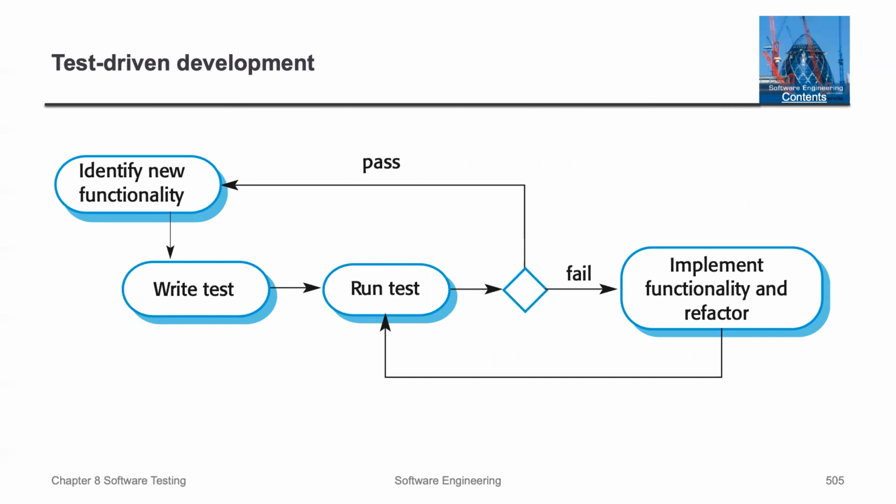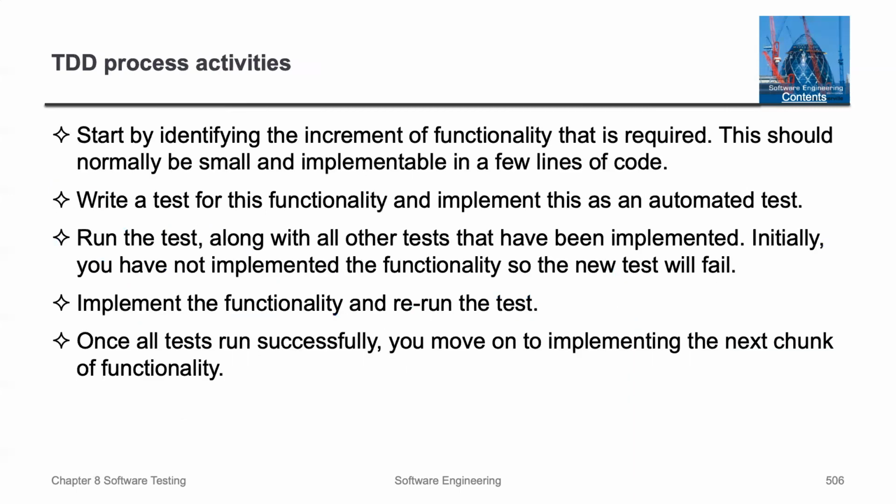So for test-driven development, with the process activities, you start by identifying the increment of functionality that is required. This should normally be small and implementable in a few lines of code. You write a test for this functionality and implement this as an automated test. You run the test along with all other tests that have been implemented. Initially, you have not implemented the functionality, so the new test will fail. You implement the functionality and rerun the test, and once all tests are successfully run, you move on to implementing the next chunk of functionality.